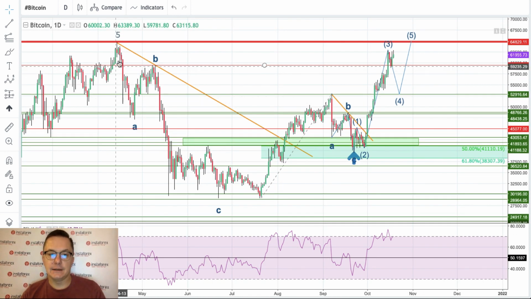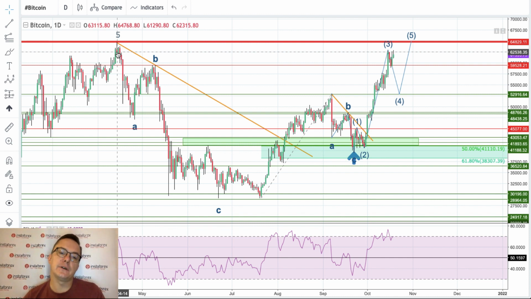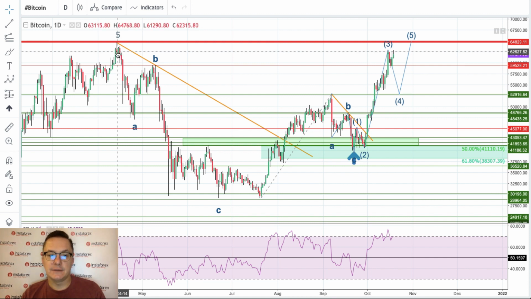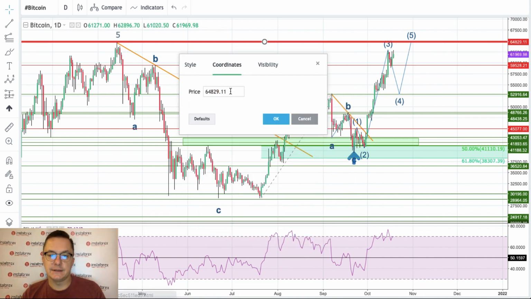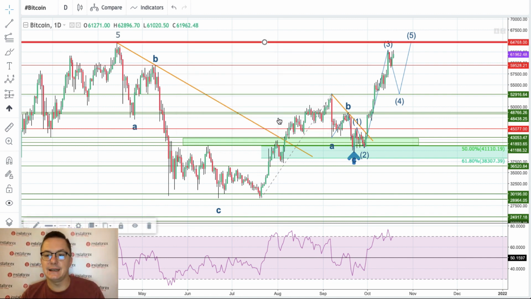So the last high made on the 14th of April 2021, 64,768. So that's the exact level. And there you go. This is the all-time high. And as you can see, we still might have a chance to hit this all-time high, because right now 59,528 is the technical support.